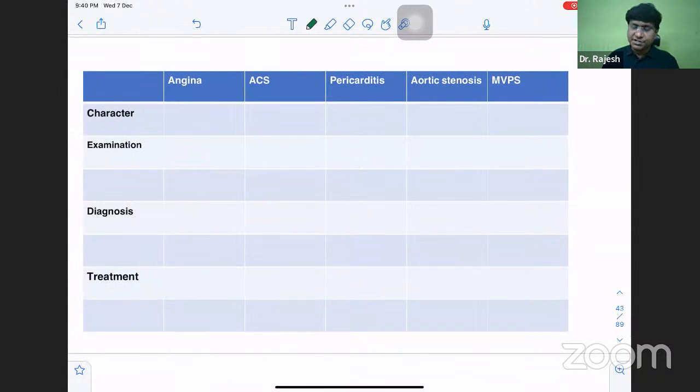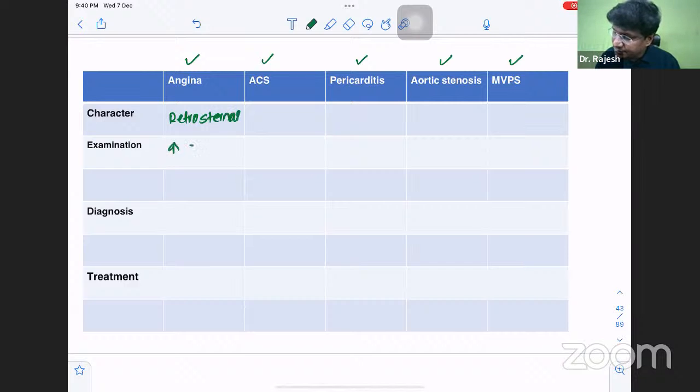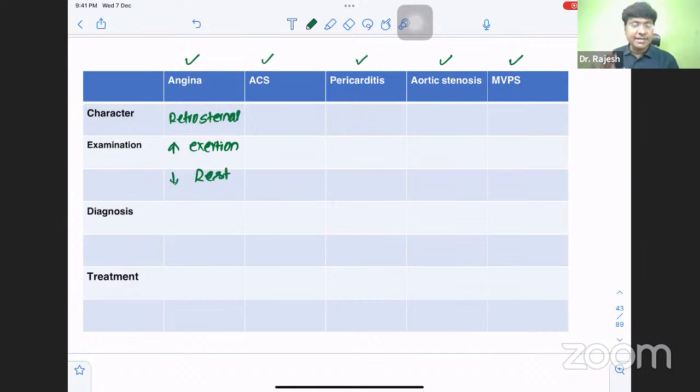The cardiac causes for chest pain include angina, acute coronary syndrome, pericarditis, aortic stenosis, and mitral valve prolapse syndrome. Coming to angina, right? It will be a typical chest pain. What will be the typical chest pain? The chest pain will be retrosternal in location. It increases on exertion and decreases by taking rest. That will be a typical stable angina presentation.